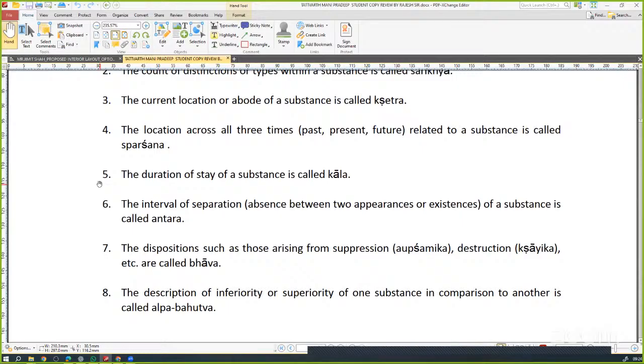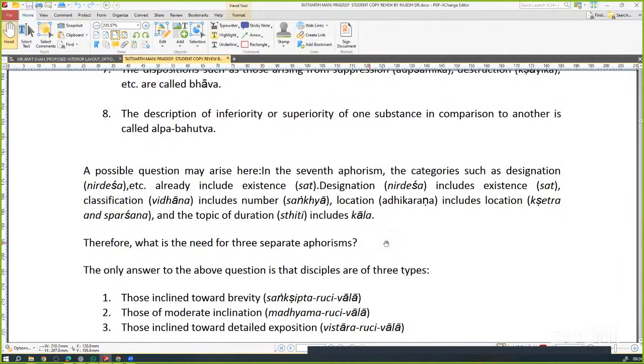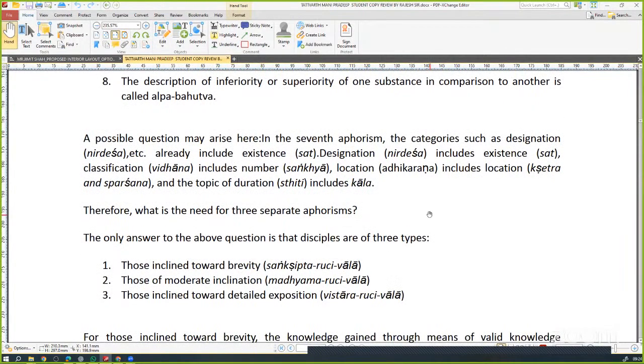7, the dispositions such as those arising from suppression, Aupshamika, destruction, Kshayika, etc. are called Bhav. 8, the description of inferiority or superiority of one substance in comparison to another is called Alpa Bahutva. A possible question may arise here.